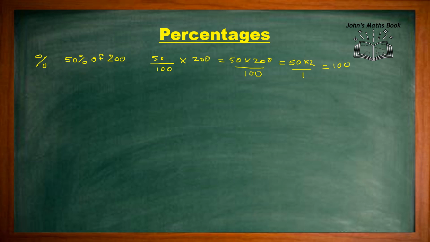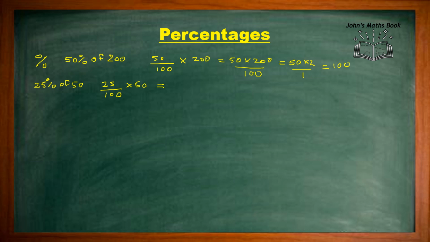So let's look at another example. Let's look at 25% of 50. So that is, 25% is 25 out of 100. So it's 25 divided by 100 multiplied by, because it's the "of", 50. So now that is a multiplication fraction.